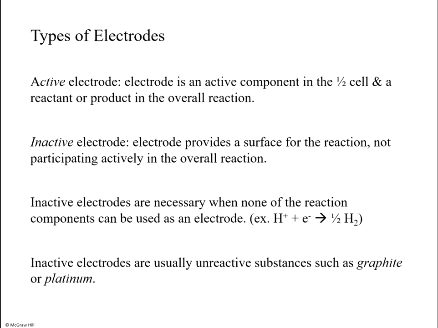So an obvious example would be when, for our zinc plus hydrochloric acid case, if we have protons, that is our oxidizing agent, which gets reduced down to hydrogen gas, we can't make an electrode out of acid or out of gas. The inactive electrodes that we typically use are graphite or platinum, which are both relatively inert substances. They can sit in solution and they can pick up or release electrons to solution without themselves participating in the reaction.